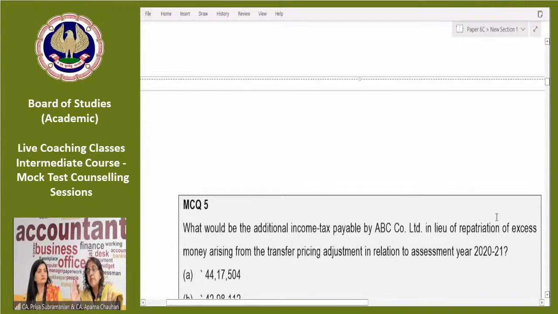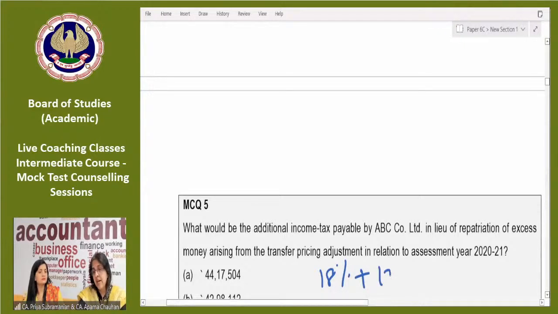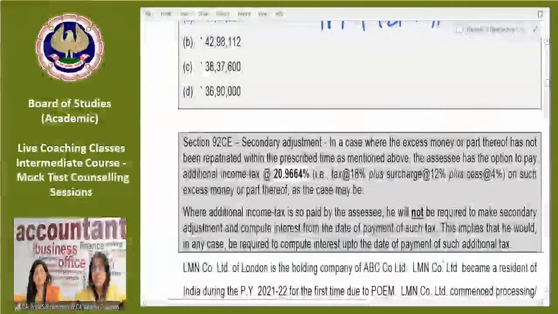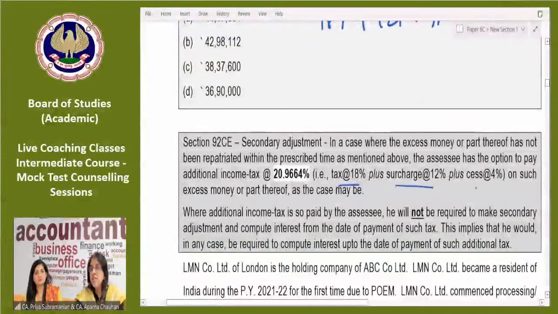Yes. There is an option which is provided in 92CE, the secondary adjustment provision, that you can pay additional income tax. ABC Company Limited can pay additional income tax, and then it need not make a secondary adjustment. It need not repatriate the money. But how do you compute it? The rate which is given in the Act is 18%, plus surcharge at 12%, plus cess at 4%. So this comes to 20.9664%. This I'll have to apply.